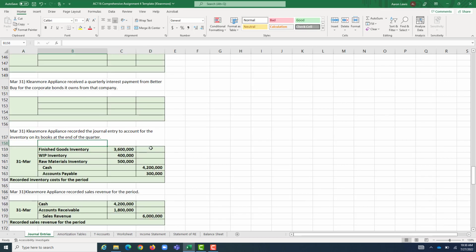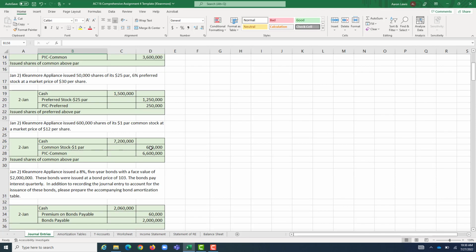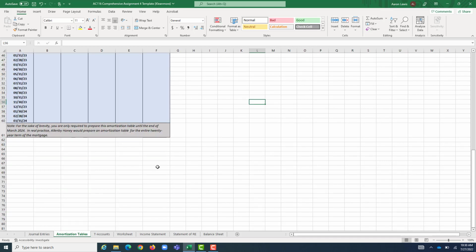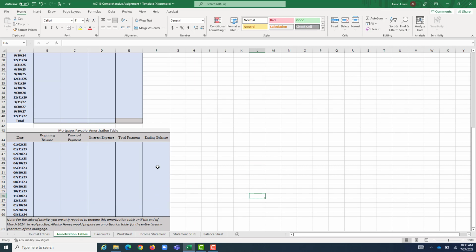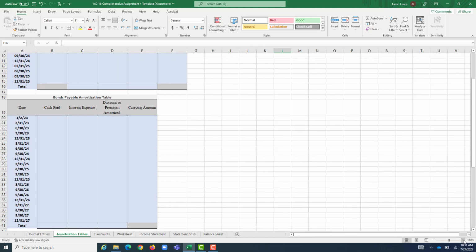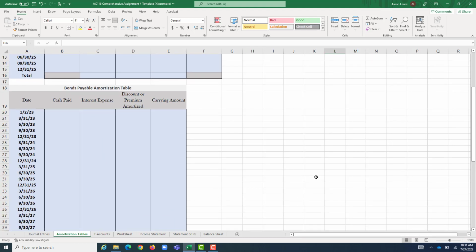But here, what is going on? Here, we issued corporate bonds. And the template says that in addition to recording the entry, we need to prepare our accompanying bond amortization table, which you will find on the amortization table tab. There are different things in here. We're going to be financing with different forms of debt. The one that we want, though, is bond payable amortization table, which is the middle one on this template. Just make sure you're in the right spot.